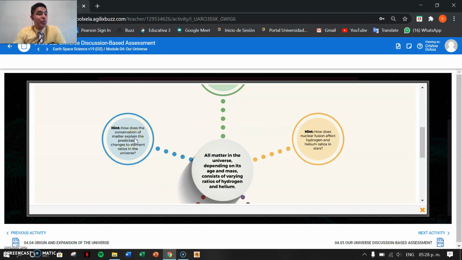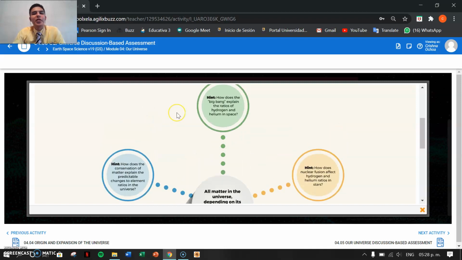They are just clues or some guidelines that are going to help you to write down some more information. So basically, you need to read the question here and answer the question inside the circle of your own diagram. It's not necessary to copy the question. You can answer them directly in your notebook. So, hint: how does the Big Bang explain the radius of hydrogen and helium in space?